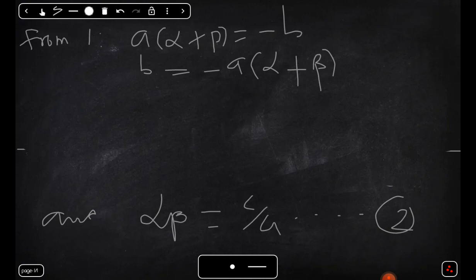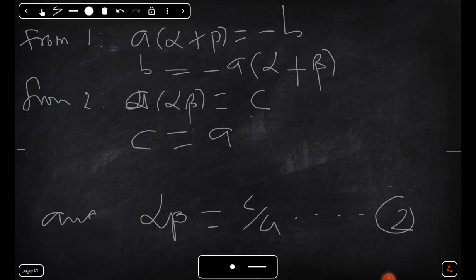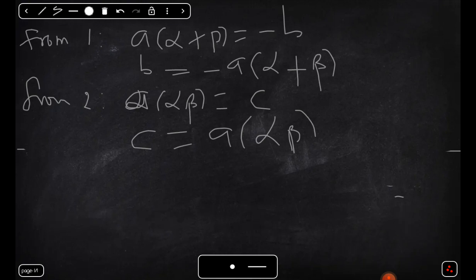From equation 2 we can distribute a to this side, so we have a into alpha beta is equal to c. Thus, c is equal to a into alpha beta. So from here we have two very nice equations, and we put the values of b and c in the quadratic expression.